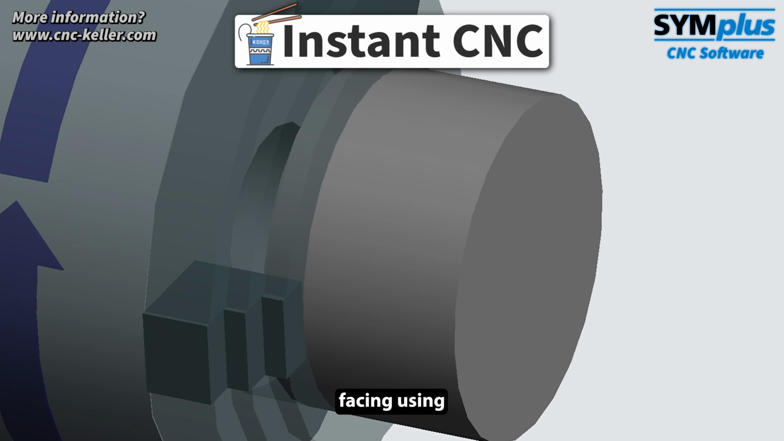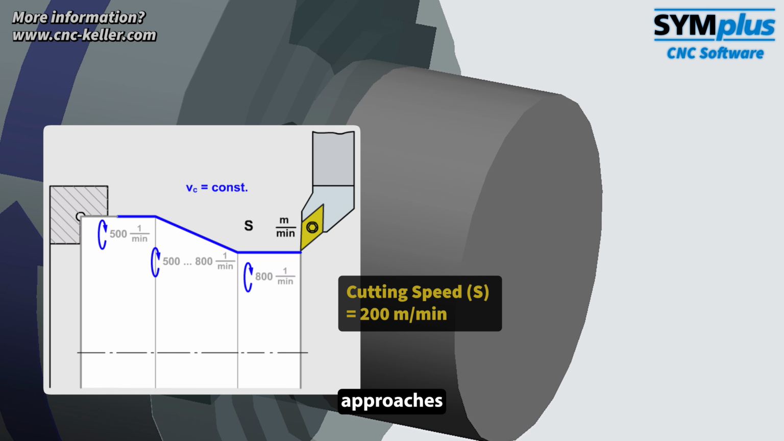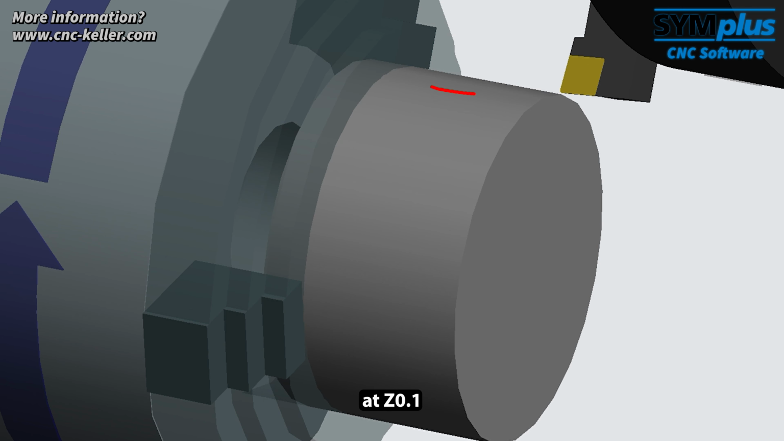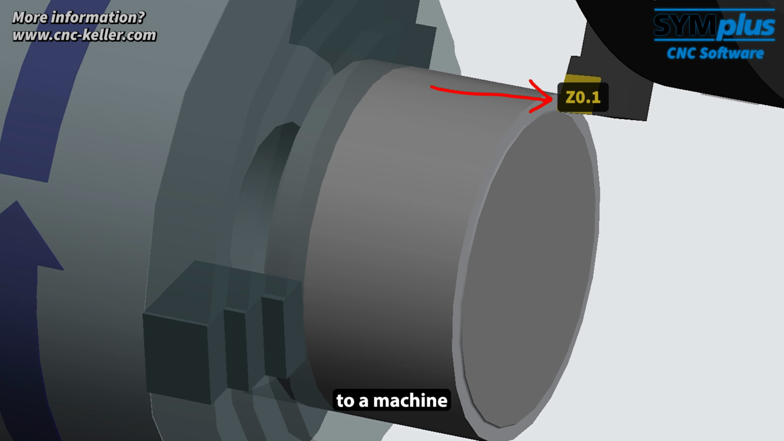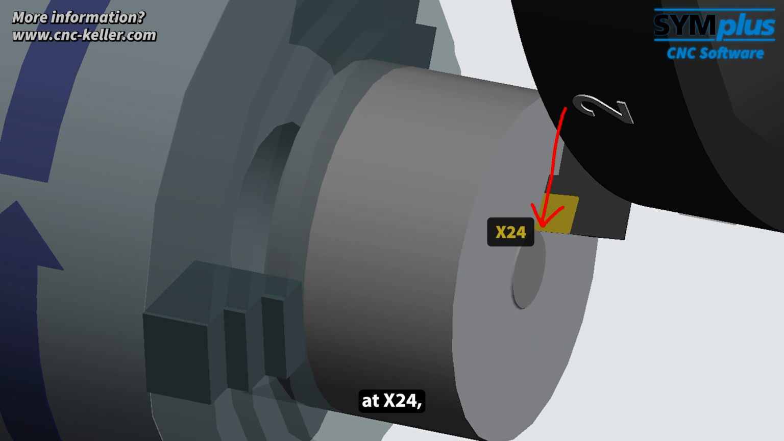We start with facing using constant cutting speed, G96. The cutting speed is set to 200 meters per minute. The tool approaches at Z0.1 and moves across the face to machine it flat. The cut ends at X24, leaving a small rest, a circle with a diameter of 24 millimeters.